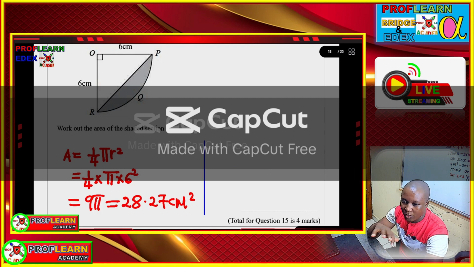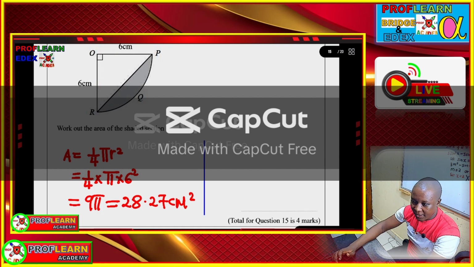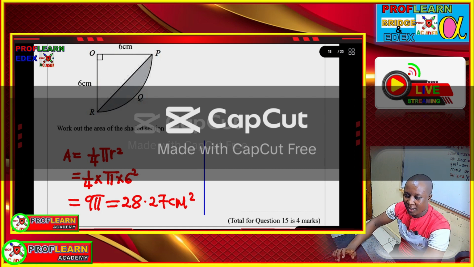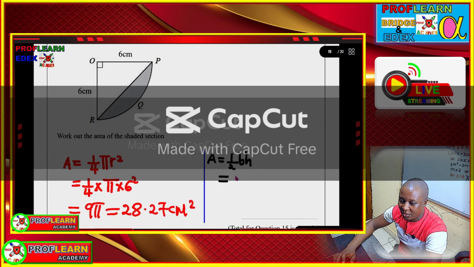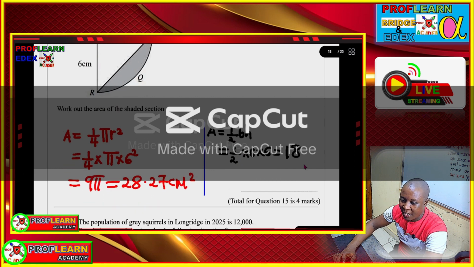Then the next part we shall work out is the area of the triangle. In this case, the area of the triangle is area equals a half base times height, which is a half times 6 times 6, and that translates to 18.